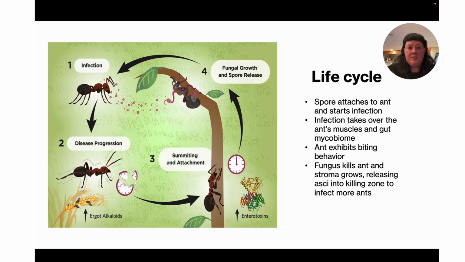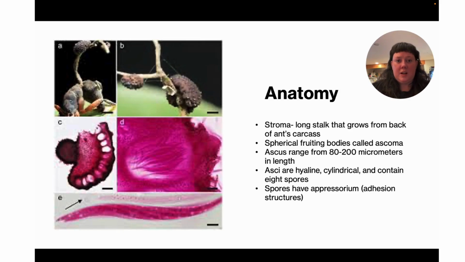After the ant dies, the fungus devours the ant from the inside out and will produce a stroma protruding from the back of the ant's head to release spores into what is known as the killing zone underneath to infect more ants. The stroma is a long brownish stalk that grows spherical fruiting bodies called ascoma. Ascoma contain the asci, which are sacs that are cylindrical in shape, hyaline, meaning clear in color, and contain 8 spores each. Spores of O. unilateralis have a special adhesion structure called abrasorium that help attach the spore to the body of the passing ant. Here you can see the ascoma on the stroma with the asci inside waiting to burst out and disperse spores down below to infect more victims.